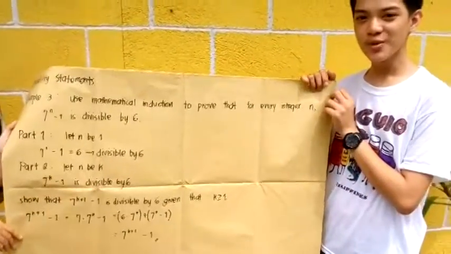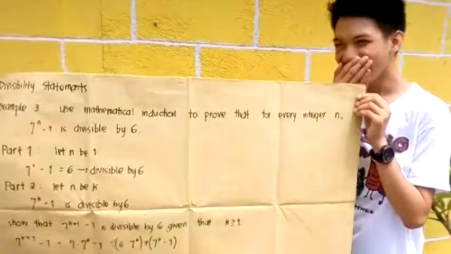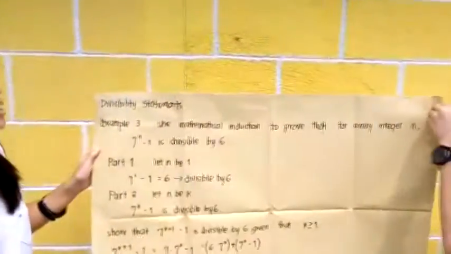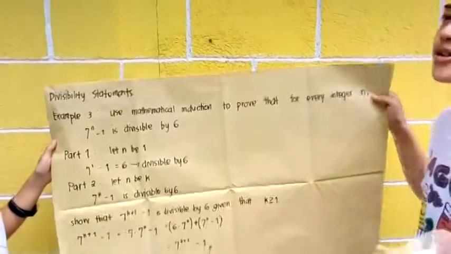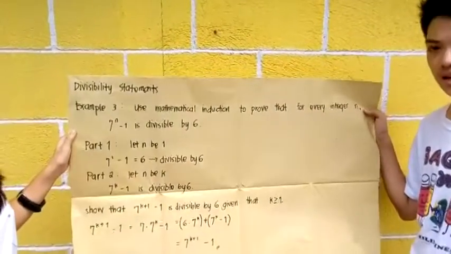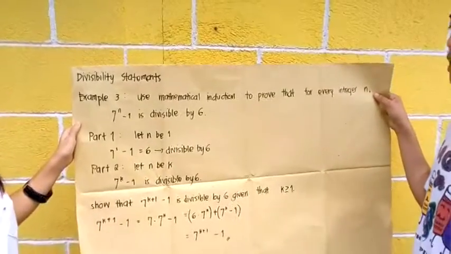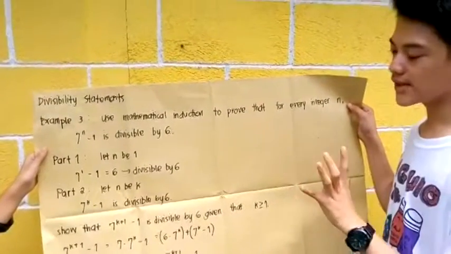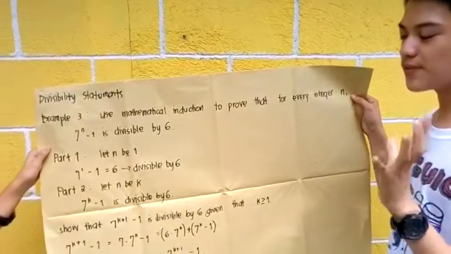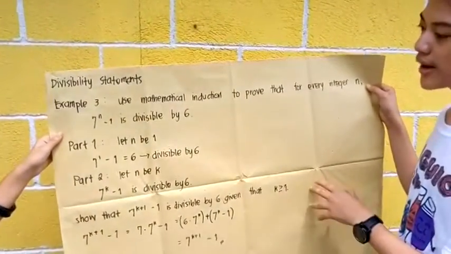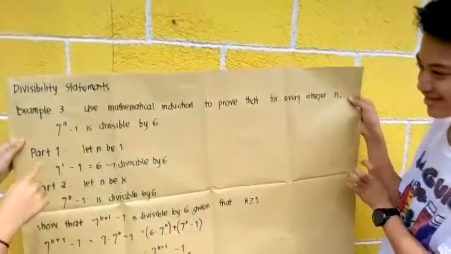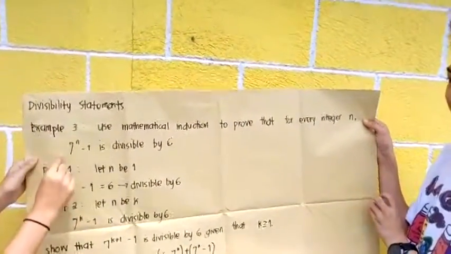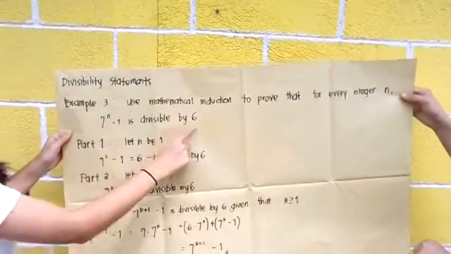So, let's move on to divisibility statements. In these divisibility statements, we are also using mathematical induction just to prove that the divisibility statement is true. So, example number 3. Use mathematical induction to prove that for every integer n, 7 raised to n minus 1 is divisible by 6.